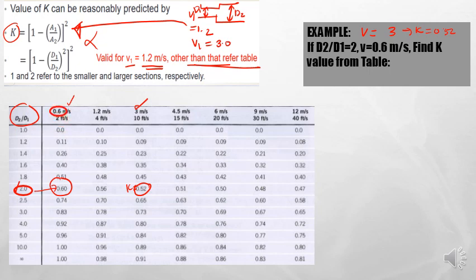Once you have the K value, you know that the formula is HL equals K V1 to the power of 2 divided by 2G. Once we have the K value and we are given the V1 value, and of course G we know is 9.81, we will definitely be able to calculate the HL value.